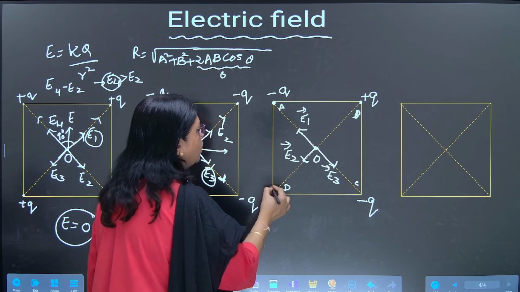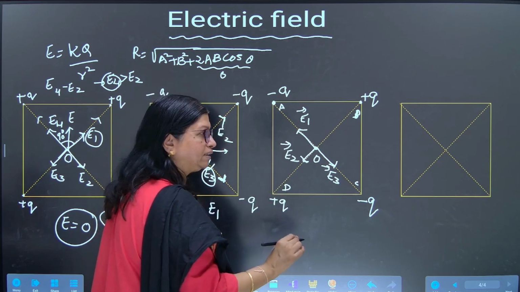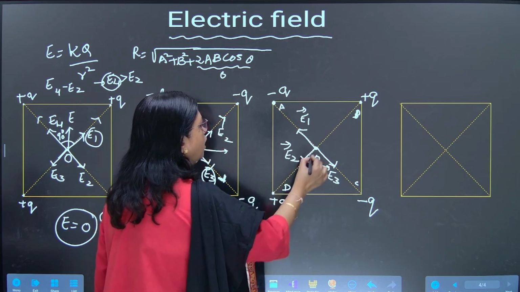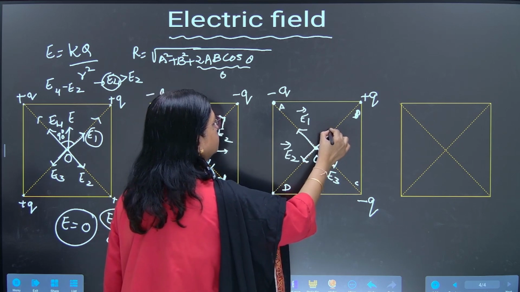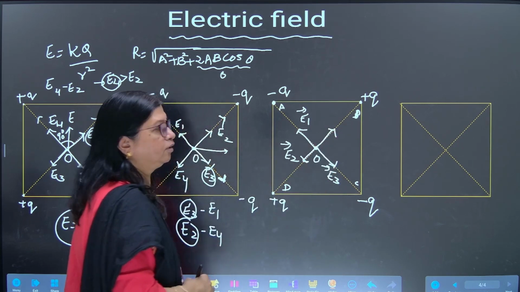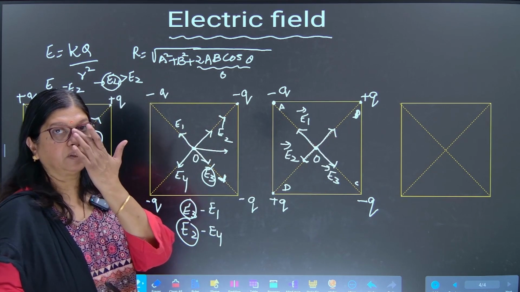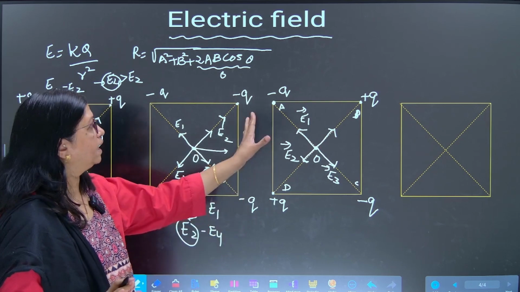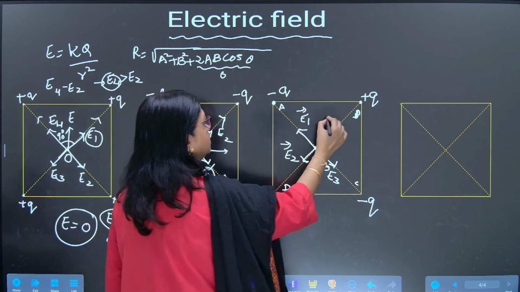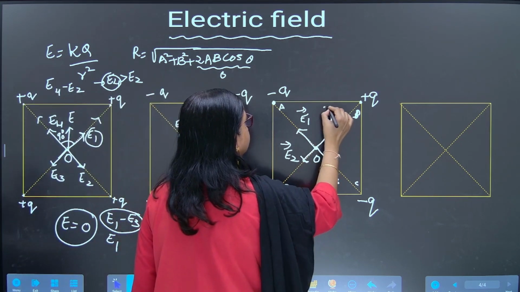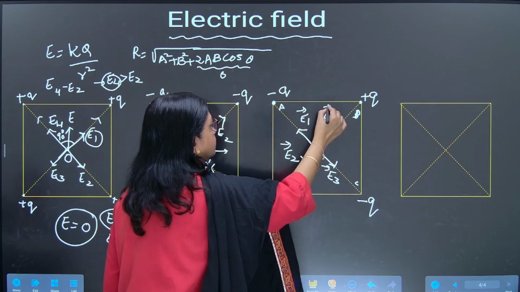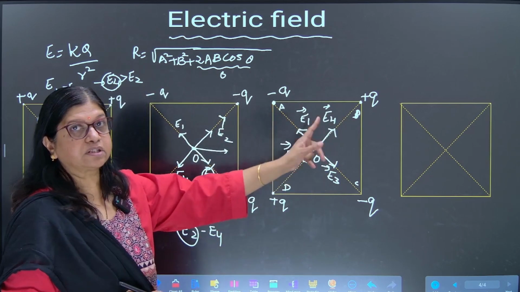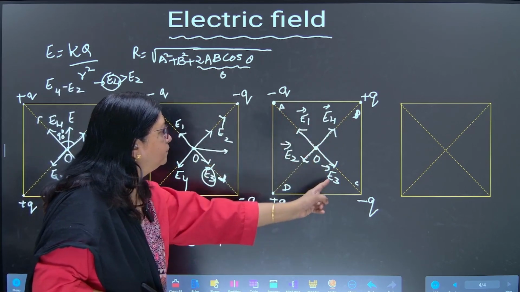Okay. Now let me go to D. Positive charge is there. So from D, walk till the point. Go that way. Fine. Okay. Clear? Charges are different. Let me name this as E4. Charges are different, but the look is the same.